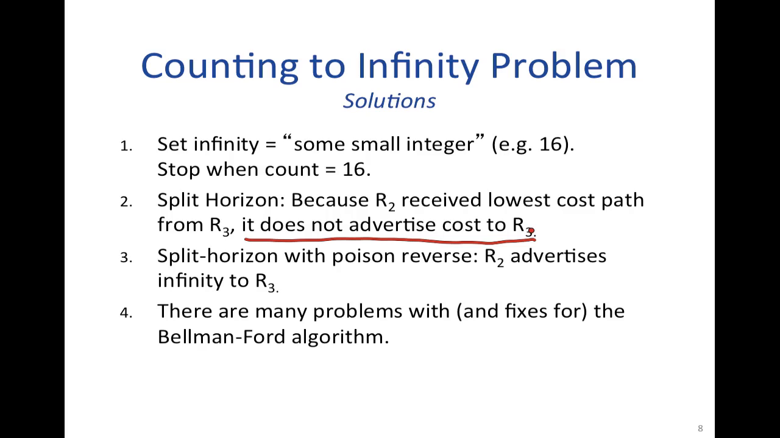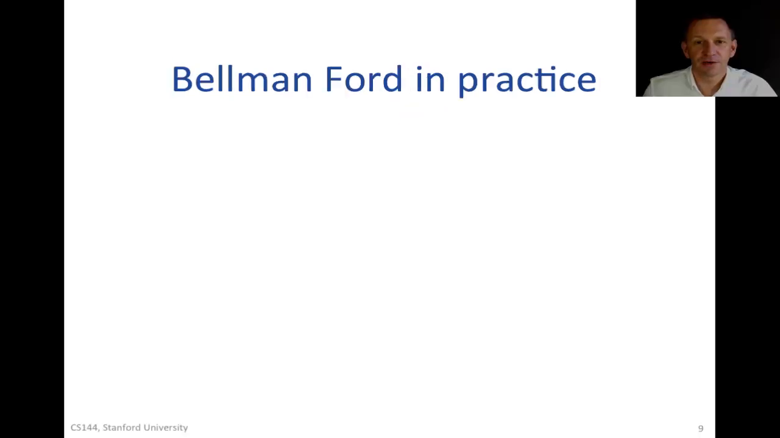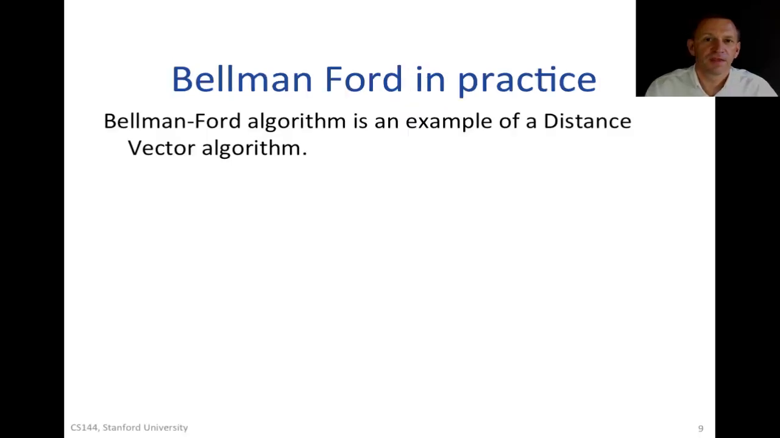So these are kind of fixes to what is really an elegant algorithm, but in practice it takes quite a few things like this to make it work. Let's take a look at Bellman-Ford in practice. Bellman-Ford is an example of a distance vector algorithm. In other words, there's a distance vector that is maintained by all of the routers, of the distance from them to every other router, and then they iteratively converge on the correct answer, in other words, the correct minimum cost distance.